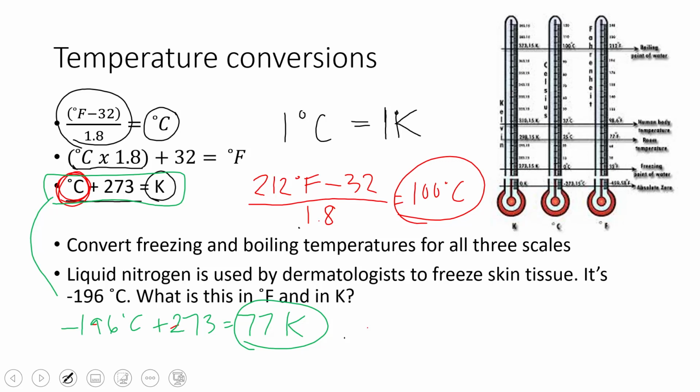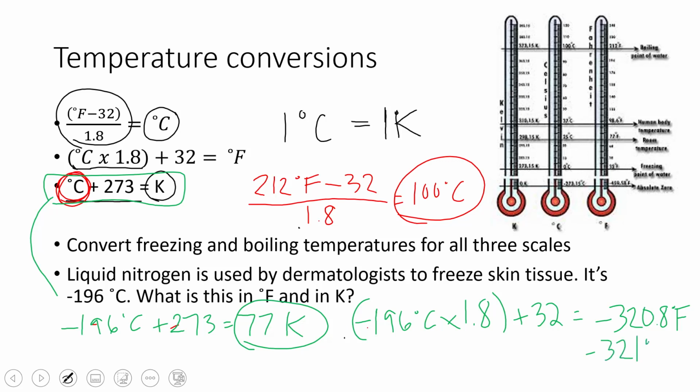And then I'm going to go to Fahrenheit by taking negative 196 degrees Celsius times 1.8. I'm going to do that first before I add 32. So negative 196 times 1.8 plus 32 should get negative 320.8 degrees Fahrenheit. And I want to make sure that I have three significant figures. So negative 321 degrees Fahrenheit.